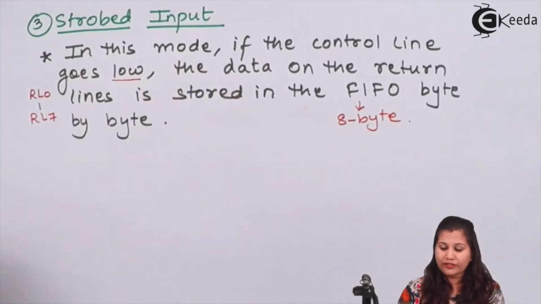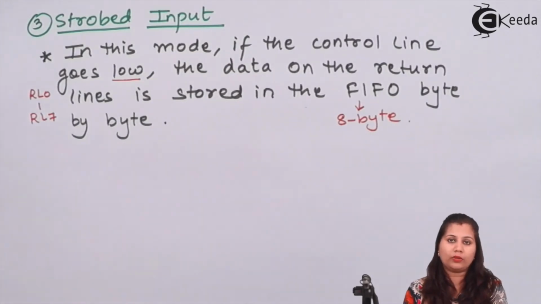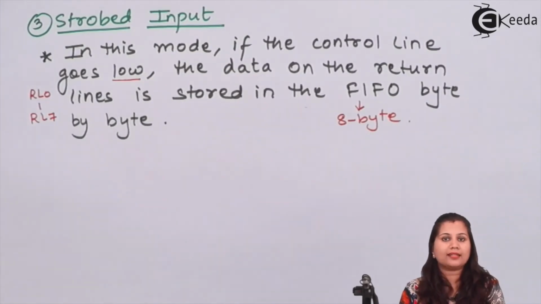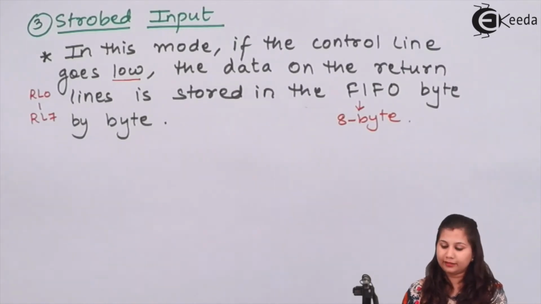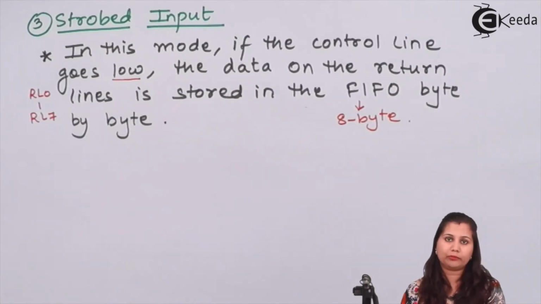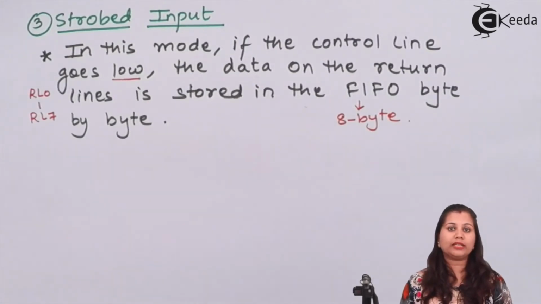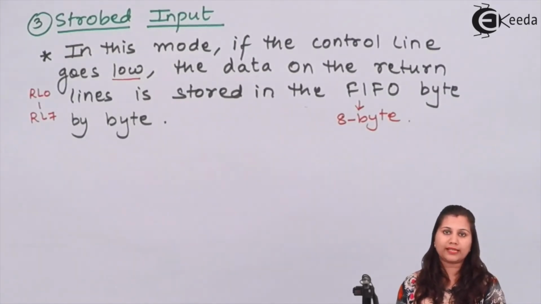Okay, so we studied the 3 input modes. First was the scan keyboard mode, in which we studied the 3 types: the 2 key lockout, the N key rollover, and the special error mode. Then we studied the second type of the input mode, which is the scanned sensor matrix mode. Then the third type, which is the strobed input mode. So these were the input modes of 8279.